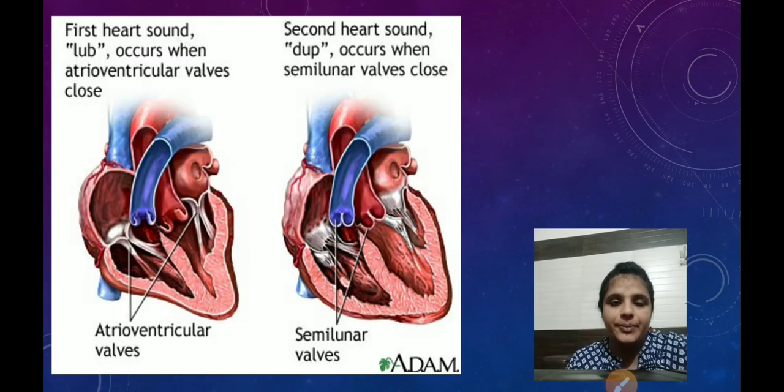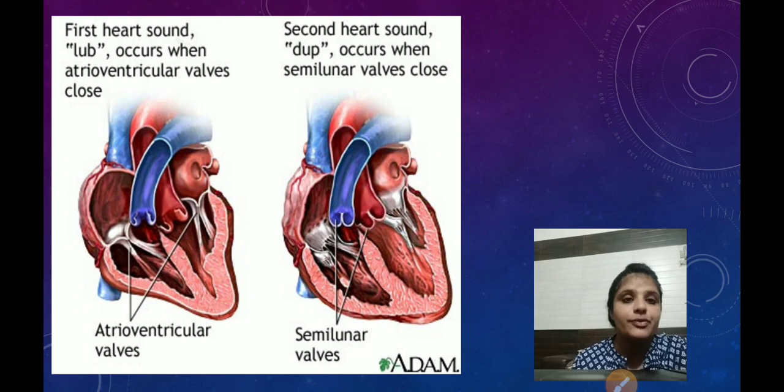Now look at this picture. The first sound is the lub sound, which occurs when the atrioventricular valves are closed. Look at the diagram. When ventricular systole is there, at that time the semilunar valves, whether the blood flows from the right ventricle or the left ventricle. Generally, the lub sound is created when left ventricular systole is there, that is the aortic semilunar valve is open, while the atrioventricular valve, specifically the mitral valve, that is the bicuspid valve, is closed. Definitely at that time the tricuspid valve is also closed. That is called the lub sound.